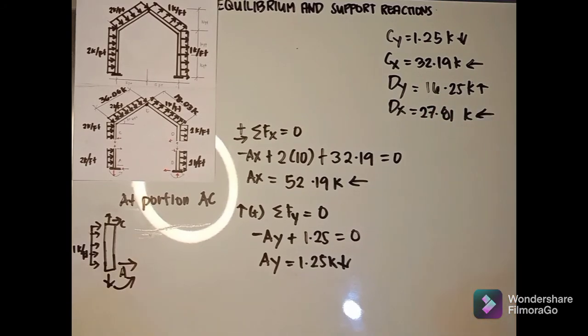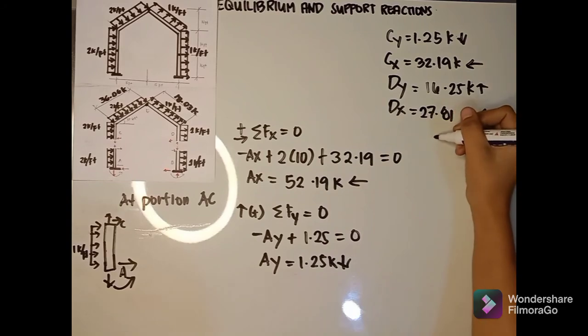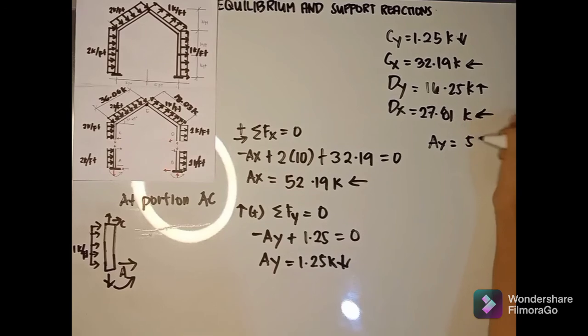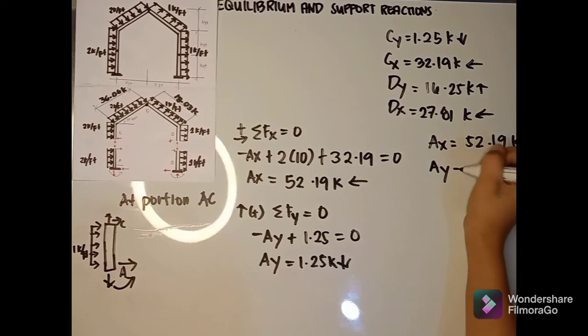Okay. So, AX is equals to 52.19 kips. AY is equals to 1.25 kips downward.